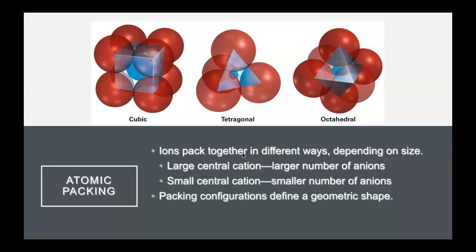And see the difference in the size of the cations there in the middle. Excuse me, the anion in the middle. That's the anion. In the cube, it's bigger. The tetragonal one, it's smaller, and the octahedral maybe a little bit bigger. So you can fit different numbers of cations around those anions depending on the size of that anion.